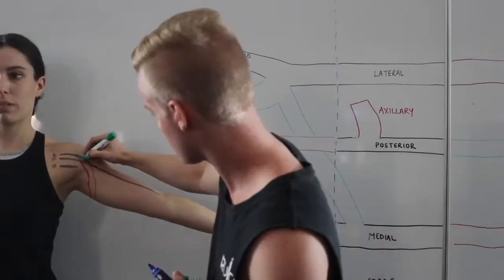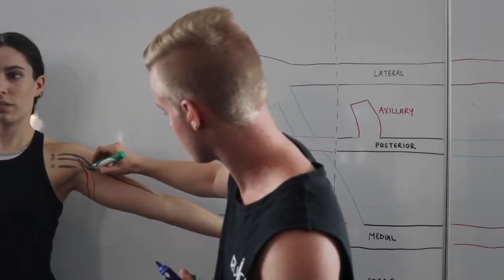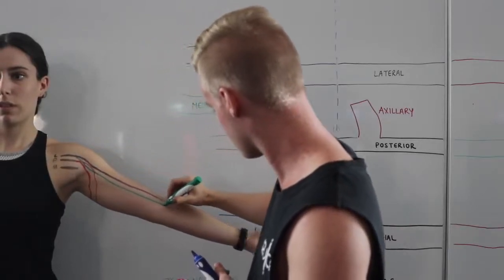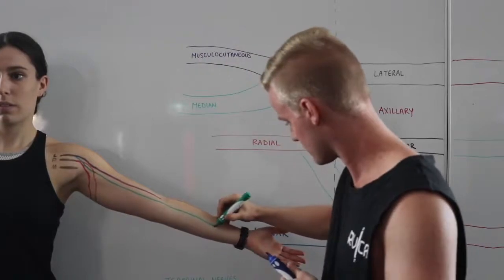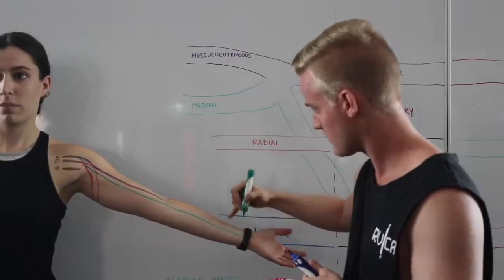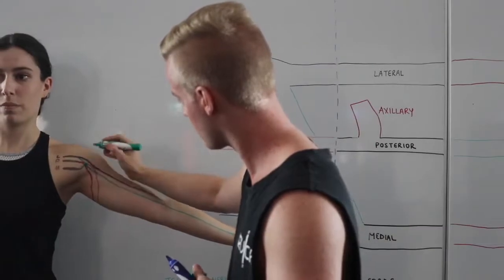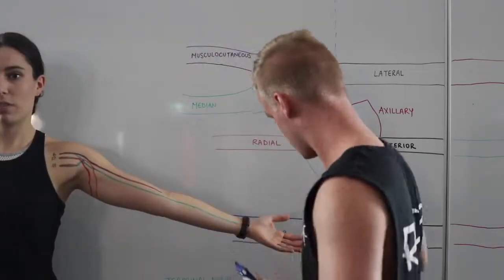The median nerve arises from the lateral and medial cords. It extends down the medial side of the anterior arm. It crosses the elbow joint and extends down the anterior forearm along the midline. As you can see, this forms the middle part of the M shape in the brachial plexus.